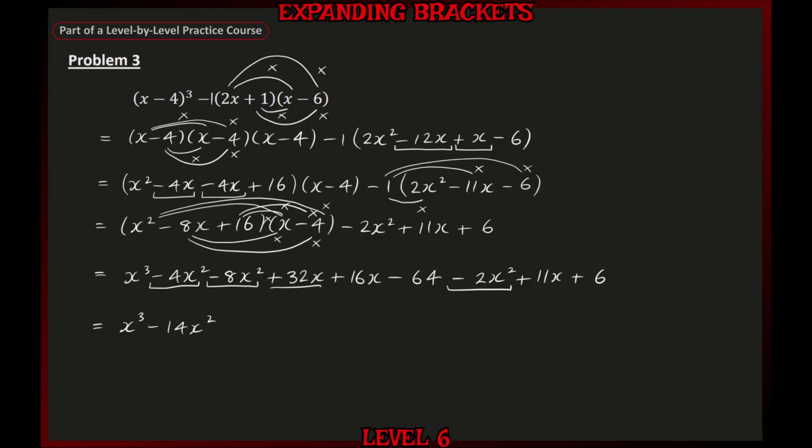Next, looking at the x's, we have 32x plus 16x, which is 48x, plus 11x, which is plus 59x. Finally, we have minus 64 plus 6, which gives us minus 58. So our final answer to problem 3 is x cubed minus 14x squared plus 59x minus 58.